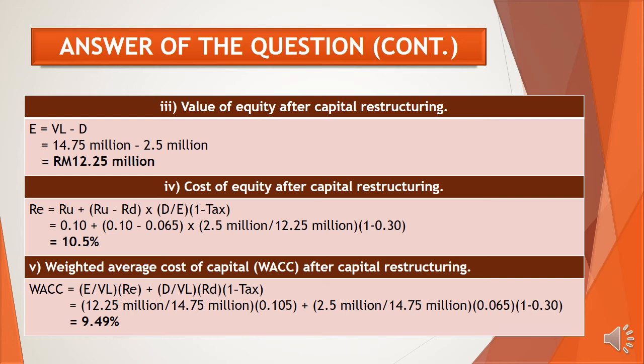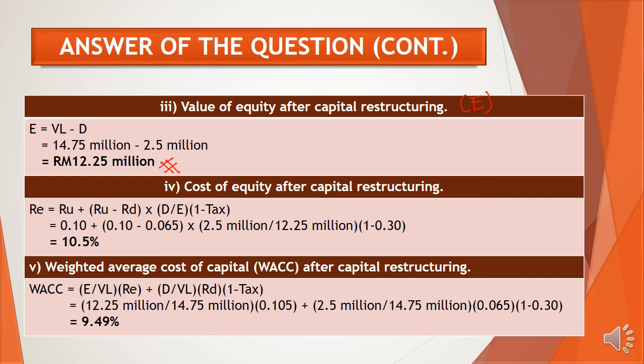And continuing from that, for question number 3, you will calculate the value of equity after capital restructuring. Value of equity means that you will calculate E, which represents equity value. Based on the formulas, E is equivalent to VL minus D. So the VL answer from question number 2 is 14.75 million minus the debt amount 2.5 million. You will get the answer of 12.25 million ringgit, which is the value of equity.